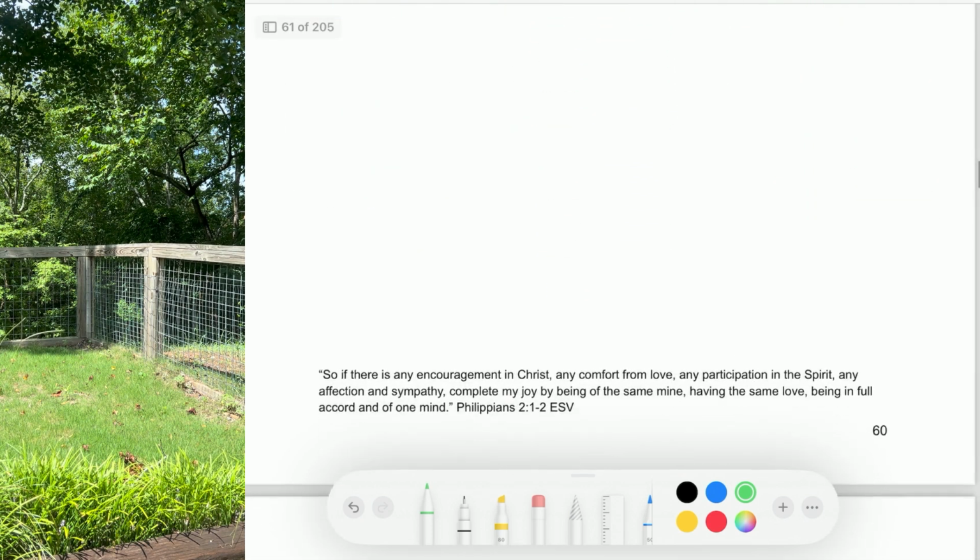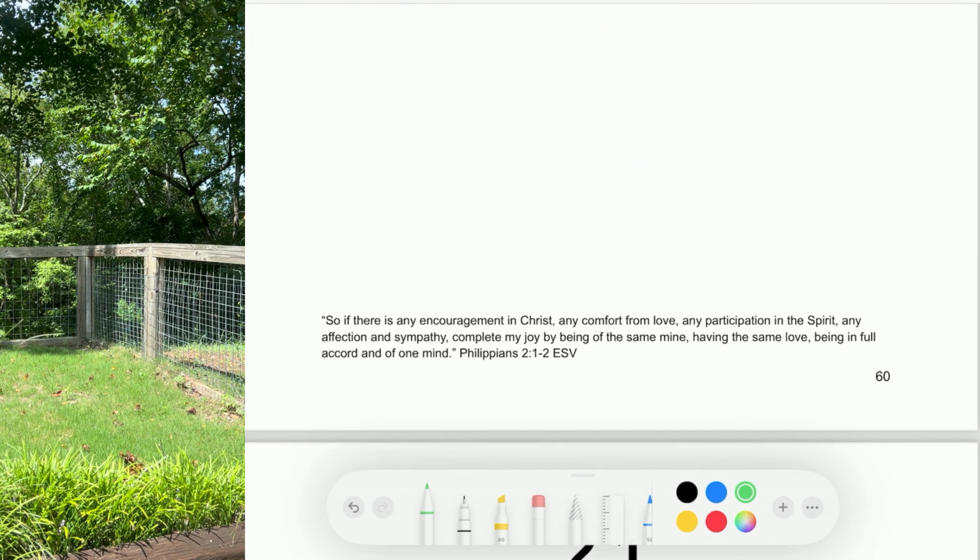Let's look at our Bible verse. So if there is any encouragement in Christ, any comfort from love, any participation in the Spirit, any affection and sympathy, complete my joy by being of the same mind, having the same love, being in full accord and of one mind. Philippians 2, 1 through 2.